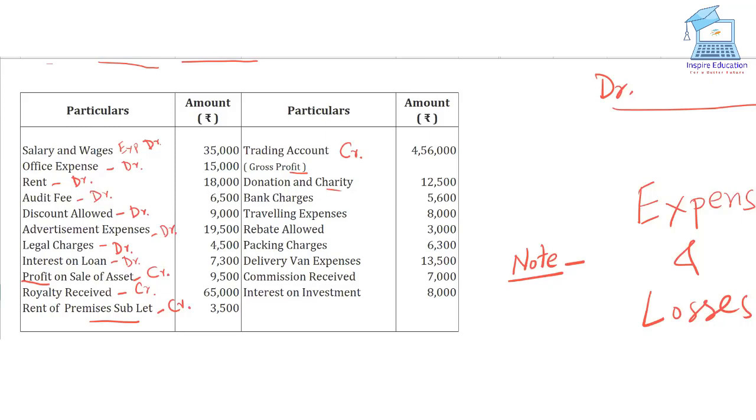Donation and charity means the business has donated or made some charity. This is an expense, so it is debit. Then comes bank charges. This is also an expense, debit. Traveling expenses, debit. Rebate allowed, debit. Packing charges, expenses. Delivery van expenses, debit. Commission received, so it is my income, credit. Interest on investment is also credit because interest on investment is my income.